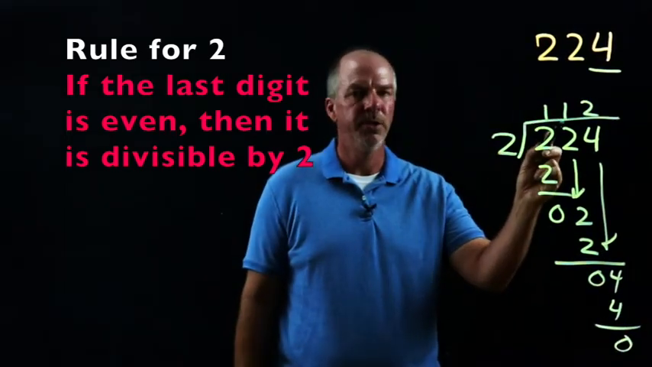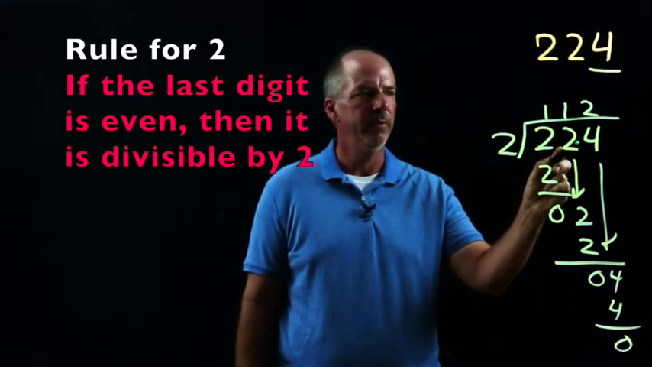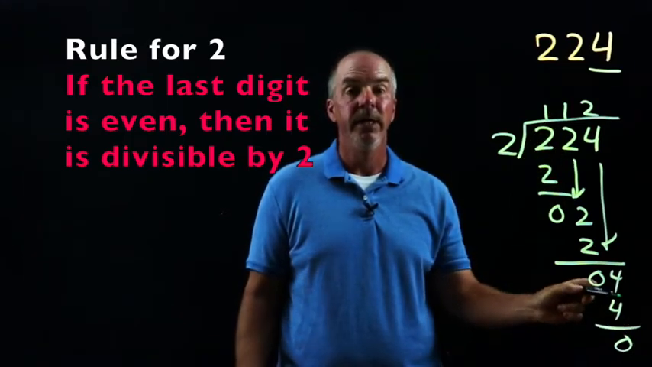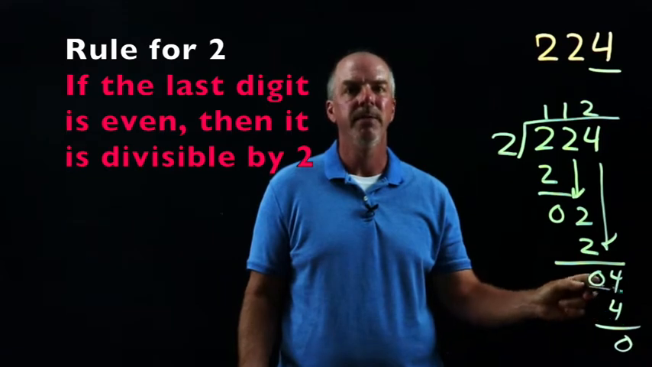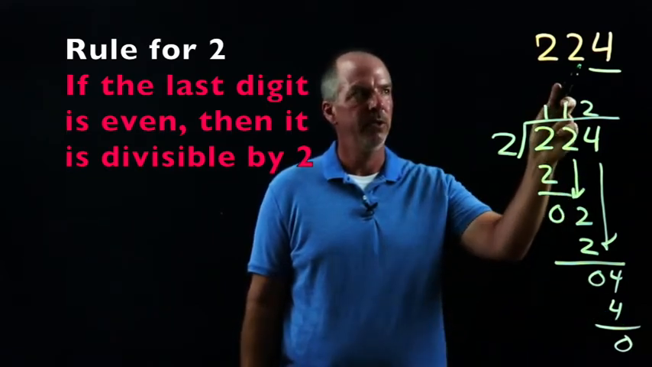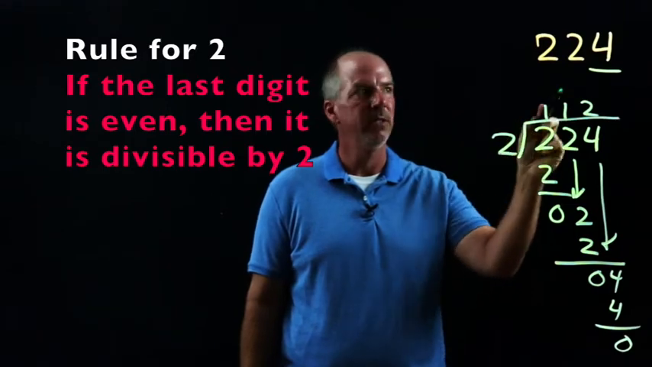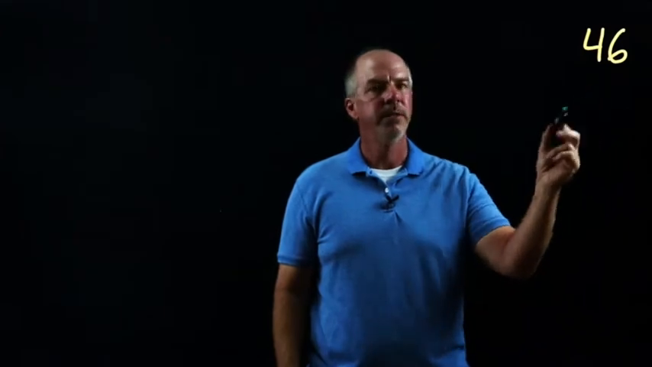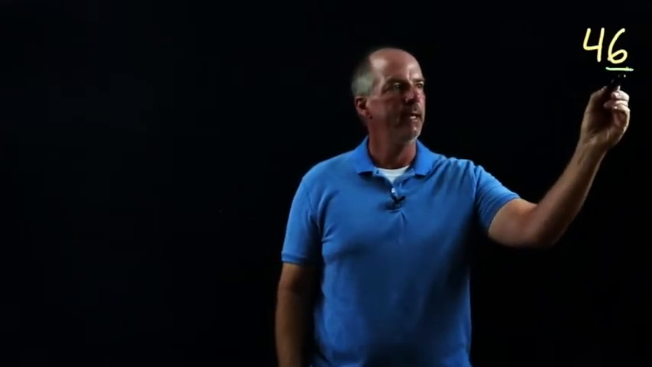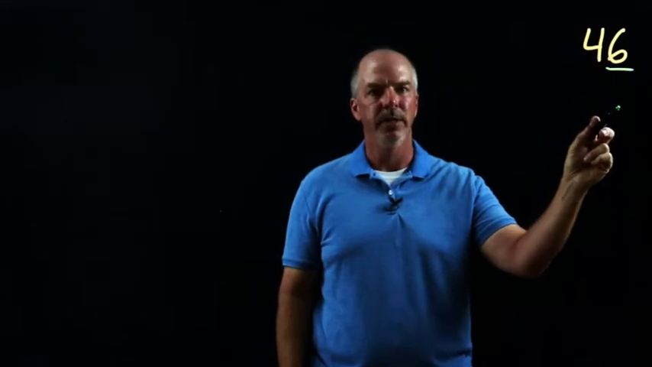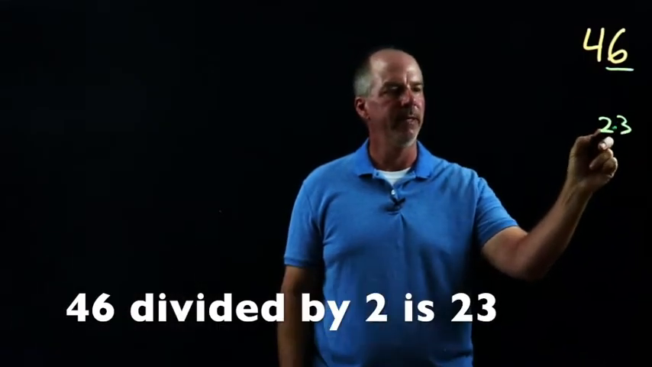And as you can see, 2 will divide into 224 112 times and ends up with a remainder of 0. If we end up with a remainder of 0, that means the number will go into it evenly and it is divisible. In this case, 224 is divisible by 2 because 4 is an even number. Let's look at a couple more. 46, we look at the last digit. Last digit is 6, that's an even number, and yes, 2 will go into 46. It'll go into 46 23 times.